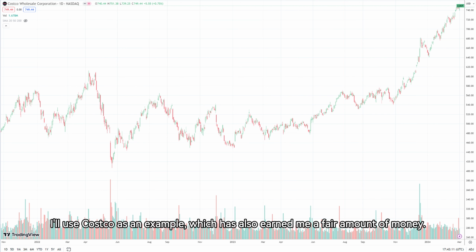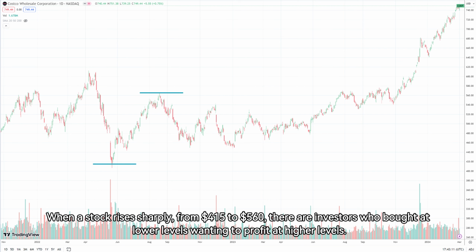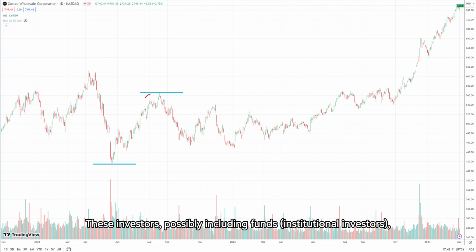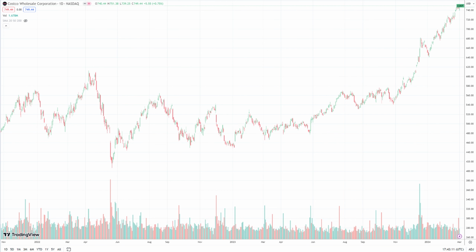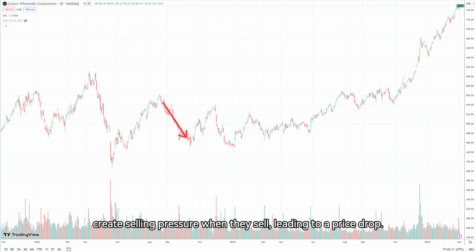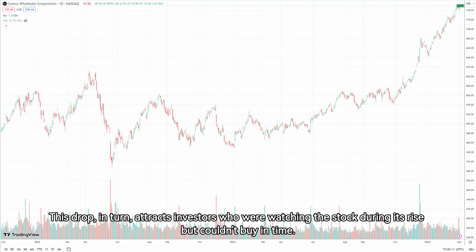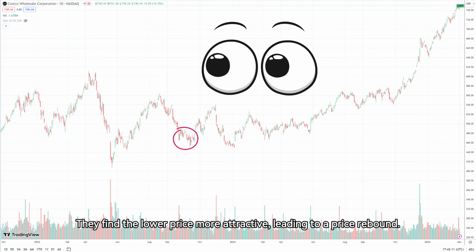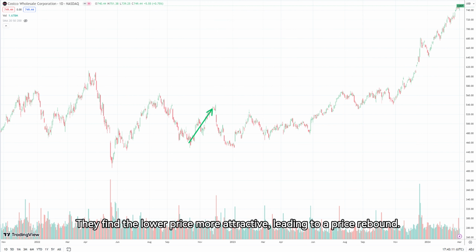I'll use Costco as an example, which has also earned me a fair amount of money. When a stock rises sharply from $415 to $560, there are investors who bought at lower levels, wanting to profit at higher levels. These investors, possibly including funds and institutional investors, create selling pressure when they sell, leading to a price drop. This drop, in turn, attracts investors who were watching the stock during its rise but couldn't buy in time. They find the lower price more attractive, leading to a price rebound.